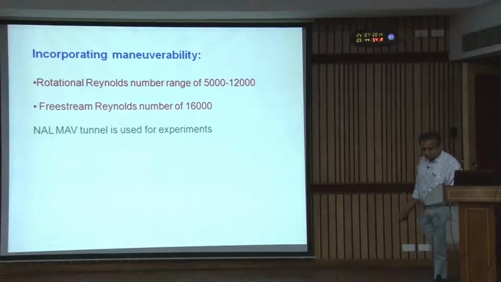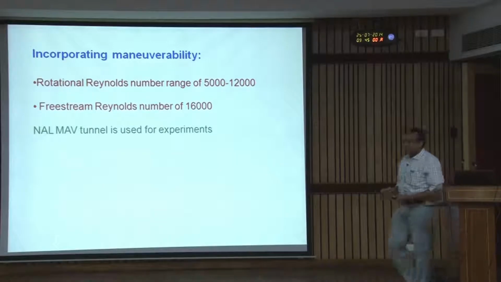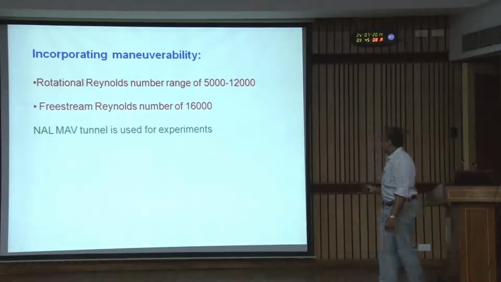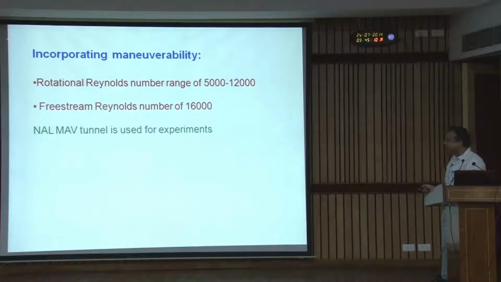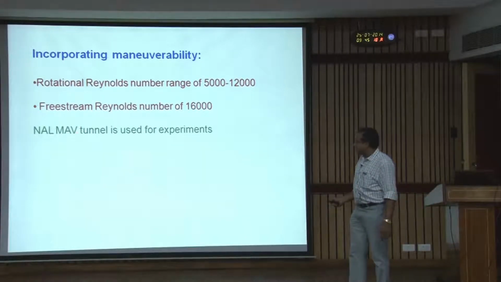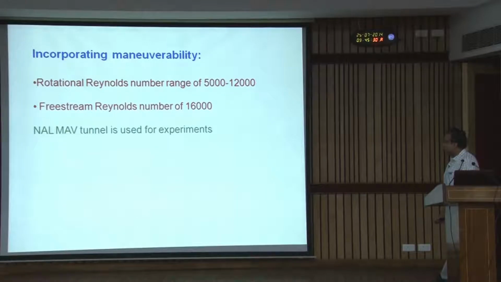Now let me talk quickly about a little bit of the maneuverability, because the previous part I presented, many of the institute people have probably already heard. This part we did recently: how we can incorporate maneuverability in this. We did this in NAL, the National Laboratory, which has a wind tunnel. In that tunnel, based on the free stream velocity, the Reynolds number and frequency changed, so rotation and Reynolds number changed. And we did some experiments to see how we can incorporate maneuverability.